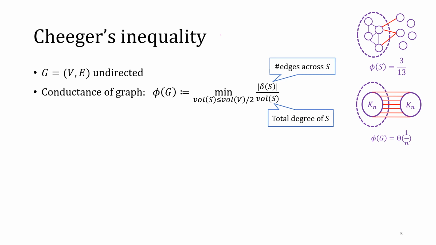Given an undirected graph G, the conductance of a graph is the minimum ratio between the number of edges crossing the cut S and the total degree of S. So we take the minimum over all vertex subsets S. This is a measurement of how well connected the graph is, and our task is to either find a cut S with small phi or certify that all cuts have big phi.